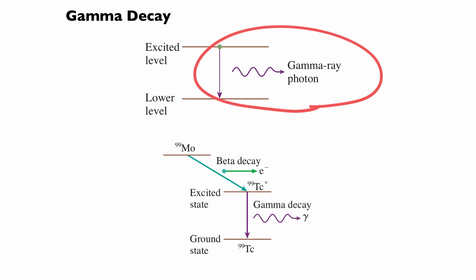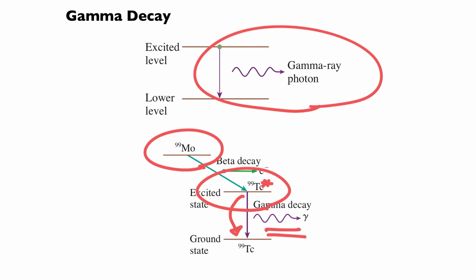And typically the way you do it is you have one atom decay. In this case, we have molybdenum-99 that decays by beta minus decay into technetium-99, and we put an asterisk on it because it's an excited state of technetium, and then it will subsequently decay into the unexcited form of technetium through the emission of a gamma ray.